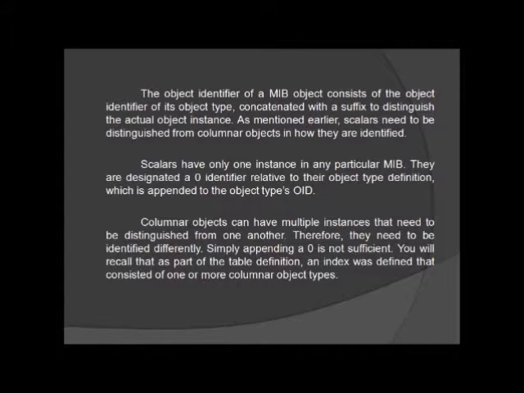Columnar objects can have multiple instances that need to be distinguished from one another. Therefore, they need to be identified differently. Simply appending a zero is not sufficient. You will recall that, as part of the table definition, an index was defined that consisted of one or more columnar object types.